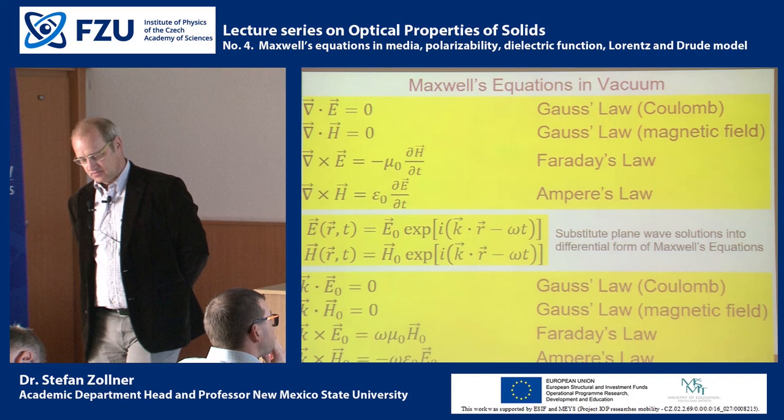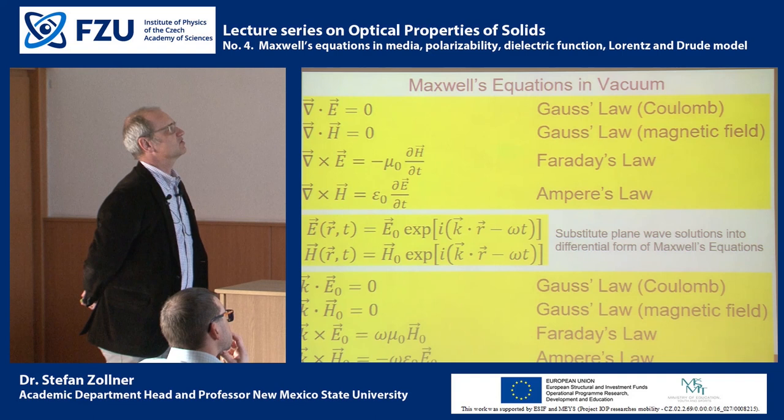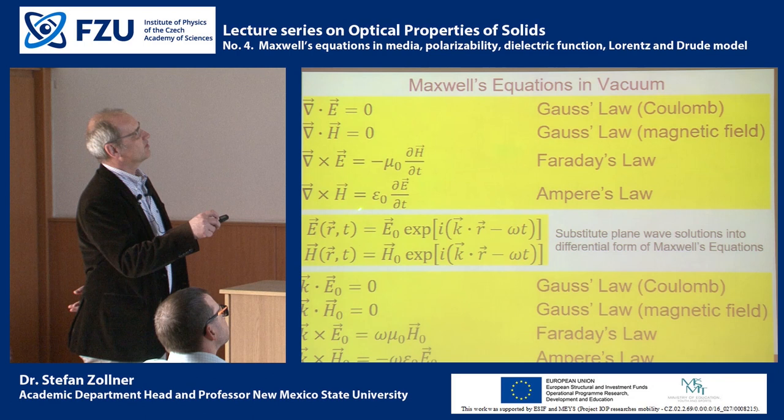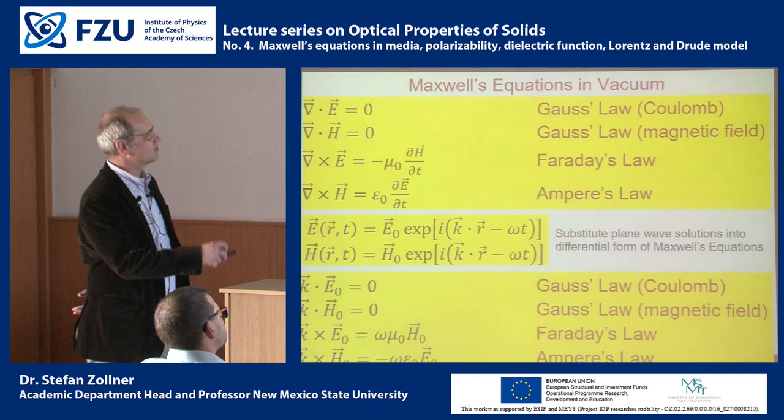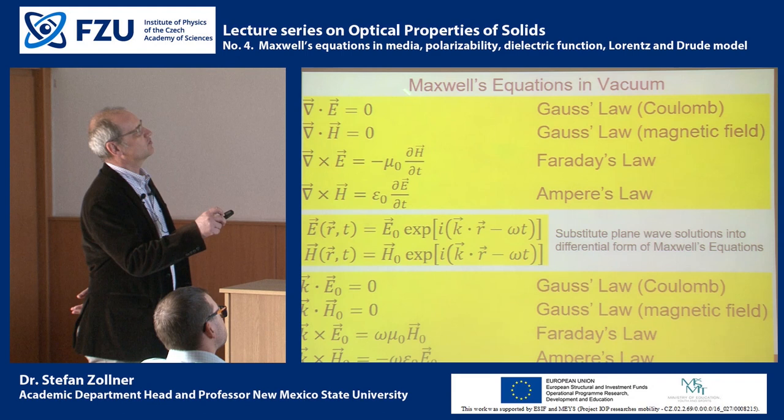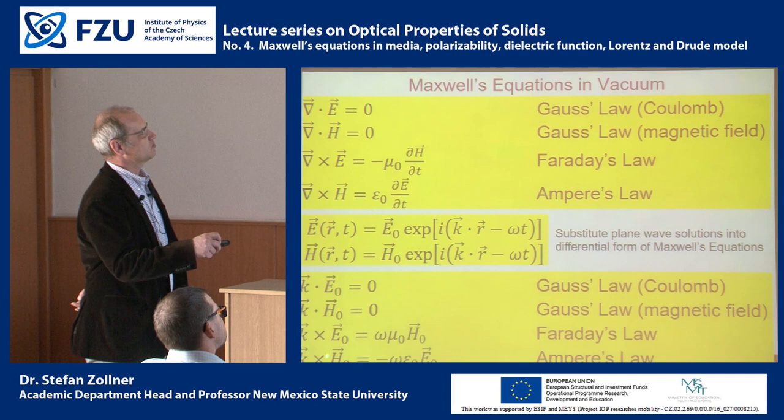This slide summarizes what we talked about in the last lecture. And on top, I'm giving you the differential forms of Maxwell's equations in vacuum, where the current and the charge density have been set to zero because there are no such things in vacuum. And then we find plane wave solutions, we Fourier transform these Maxwell's equations, and then instead of having differential equations, we have simple vector equations. And we learn that electromagnetic waves are transverse.